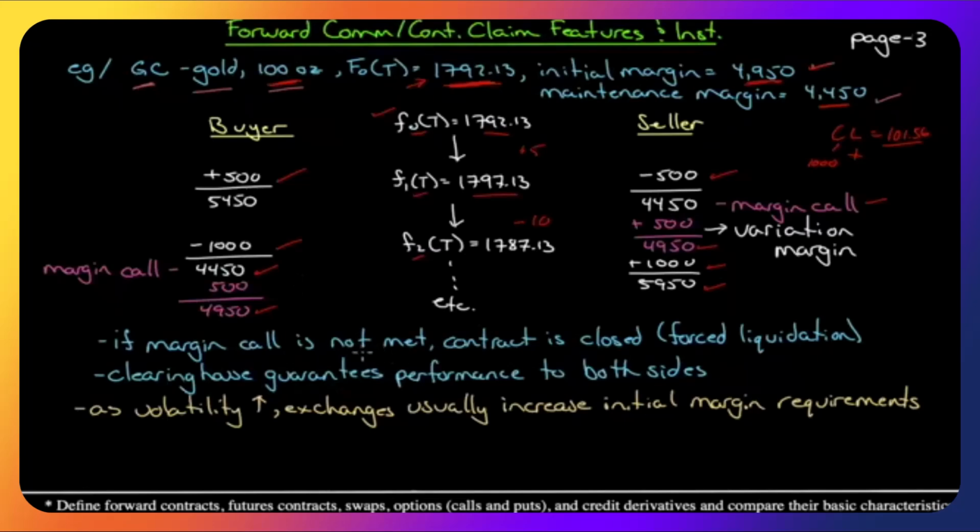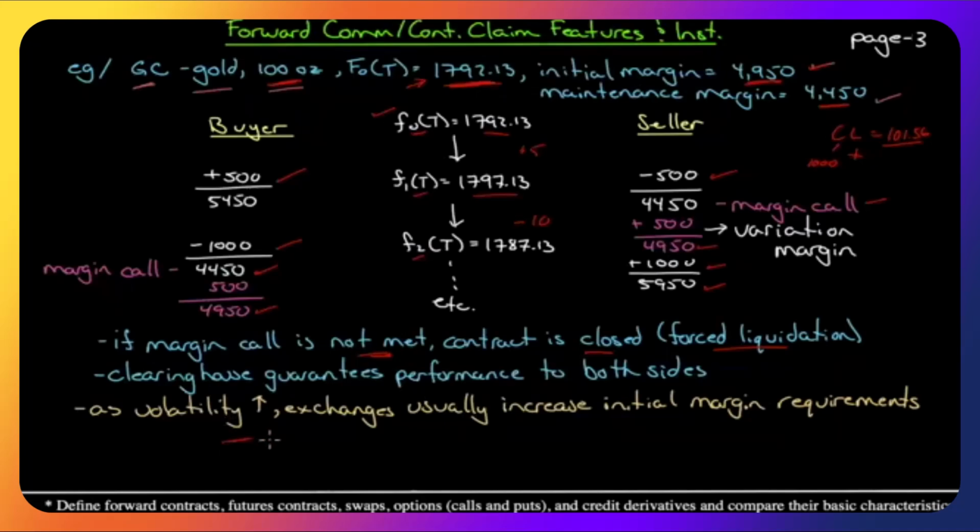If the margin call is not met, the contract is closed. That is called a forced liquidation. The clearinghouse guarantees the performance to both sides. So if it so happens that the seller says, I can no longer continue to perform, the seller is gone, the clearinghouse guarantees the contract performance to the other side.